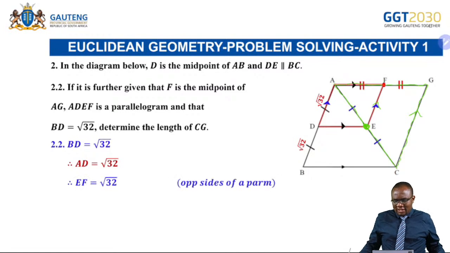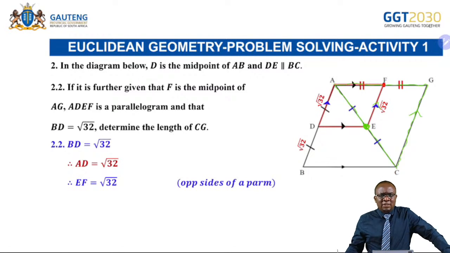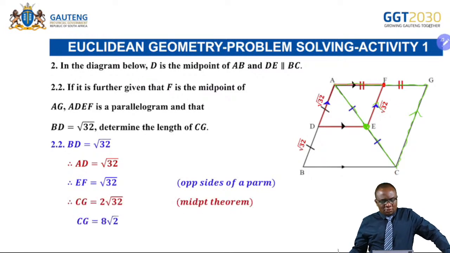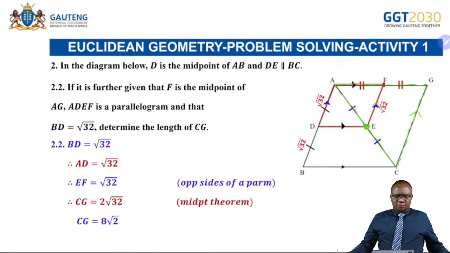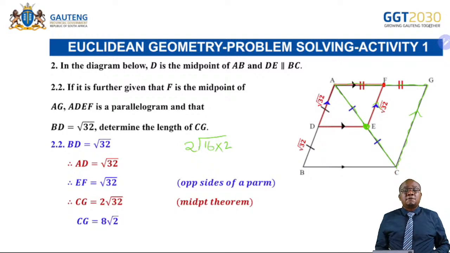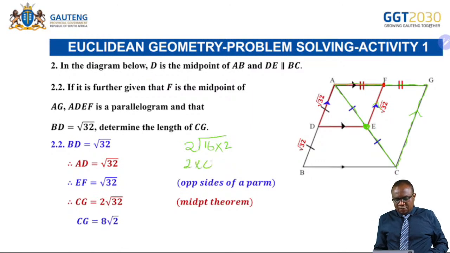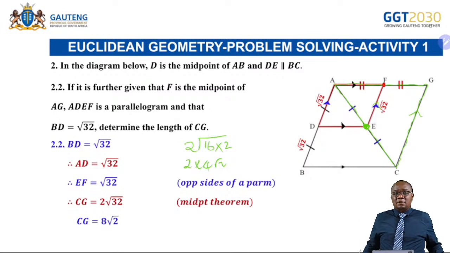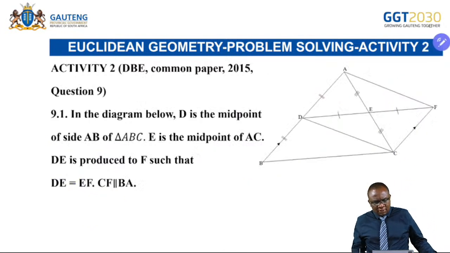Remember that. And then what will be CG? The length of CG. What do you think? It's going to be 2 times what? 2 times root 32. Okay, and then you put it in your calculator, you're going to get 8 root 2. Because root 32 is like root 16 times 2. Then the square root of 16 is 4. It comes out, becomes 2 times 4 root 2. And then 2 times 4 is 8. It's going to be 8 root 2. But you can put it in your calculator. It will come out nicely. Okay, that is that.